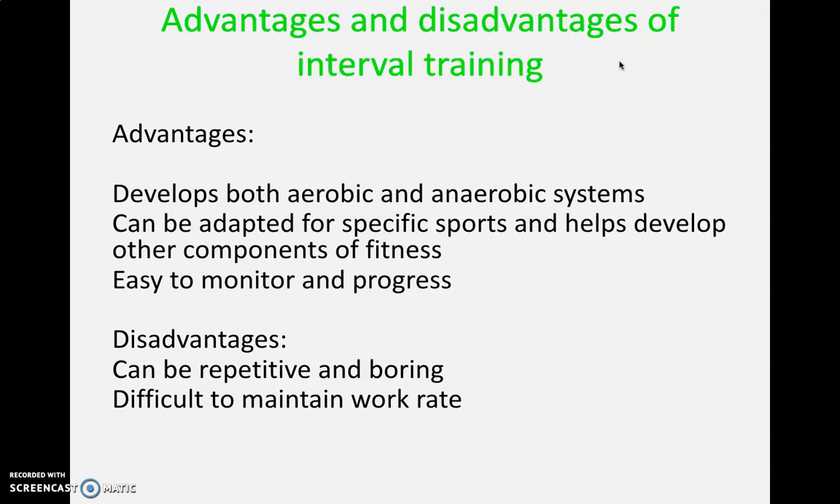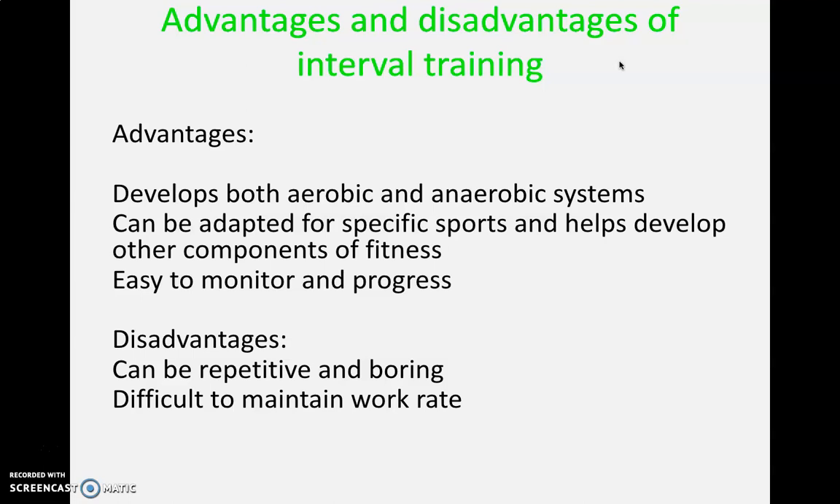And your interval training can be adapted for specific sports and helps develop other components of fitness. So if you are a netball player, you won't be sprinting quite as far as a football player might sprint. So you might do shorter distances with less rest and things like that. It's easy to monitor and progress. You can have progressions in easily for interval training.